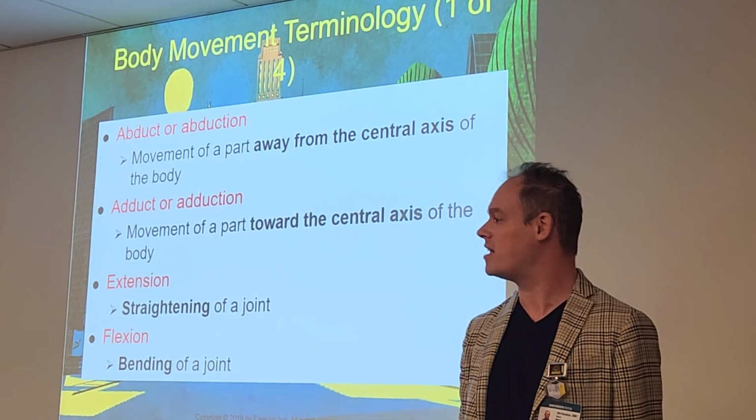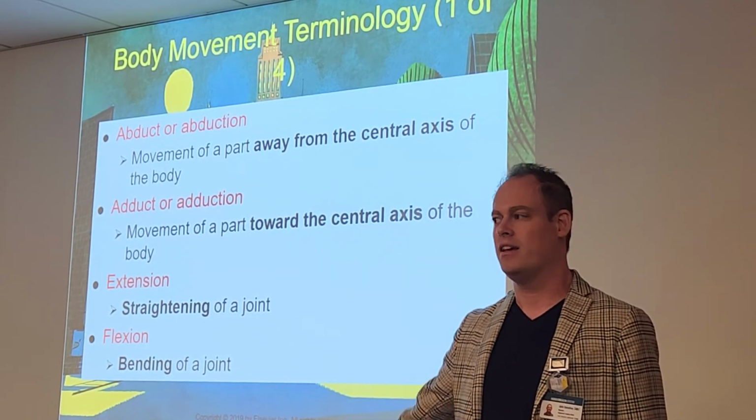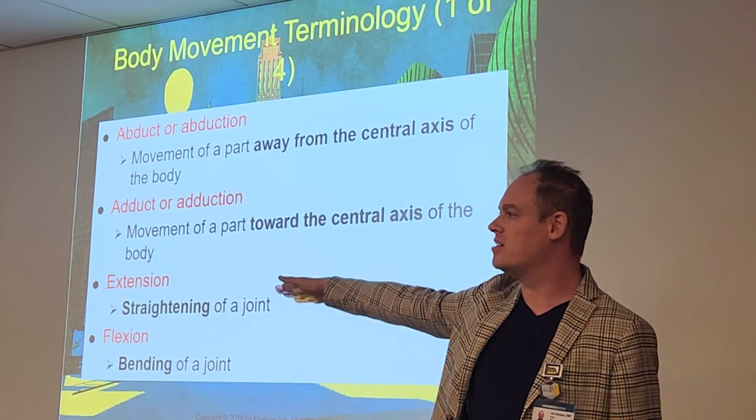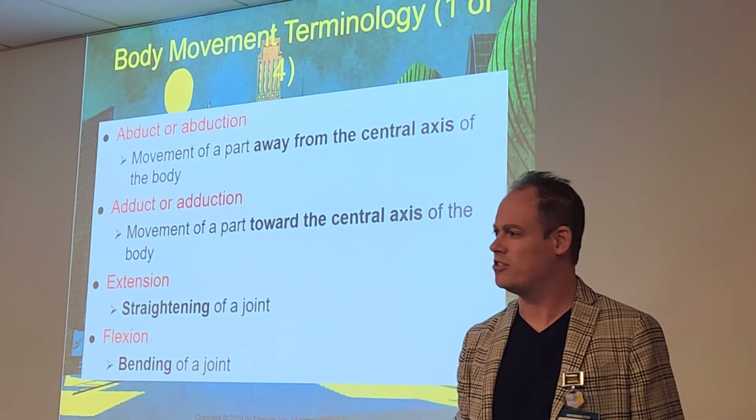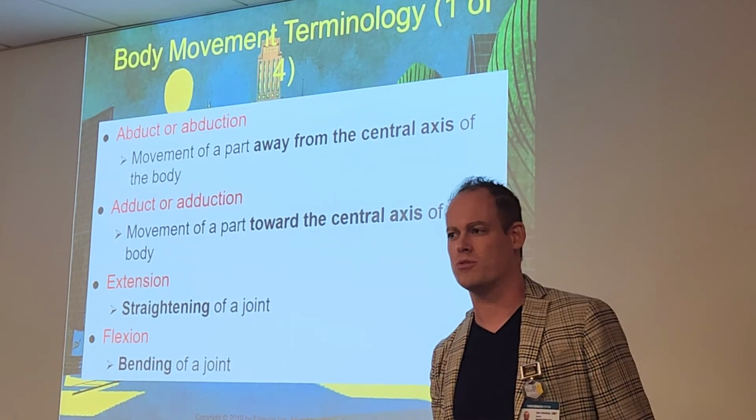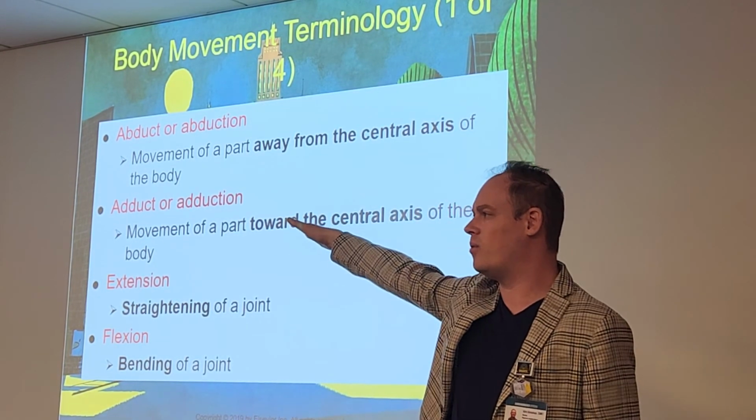If my arms are by my side and I move my arm like this, it's going away from the center of my body. It's abducting. It is kind of like an alien invasion, you know, they're abducting you away from Earth. Your body's Earth, your arms are going away from Earth, abducting it away.